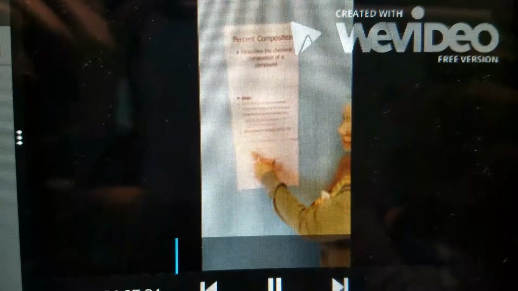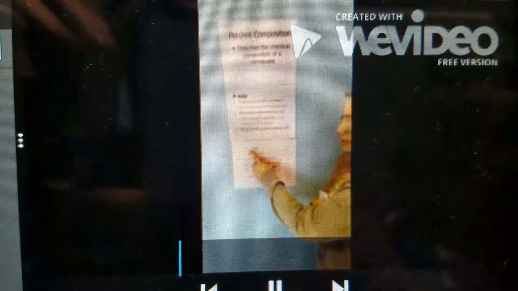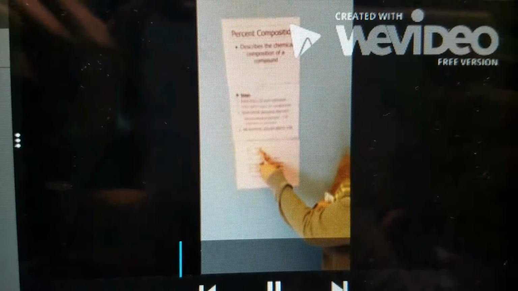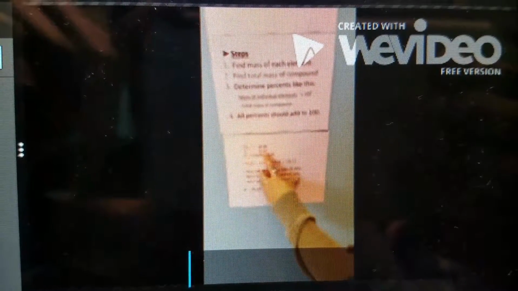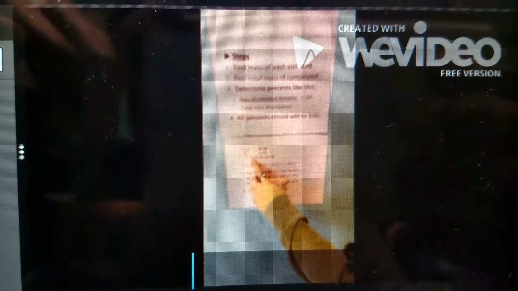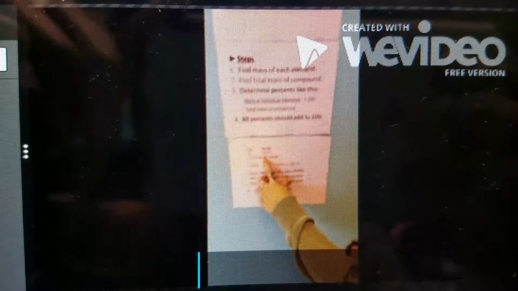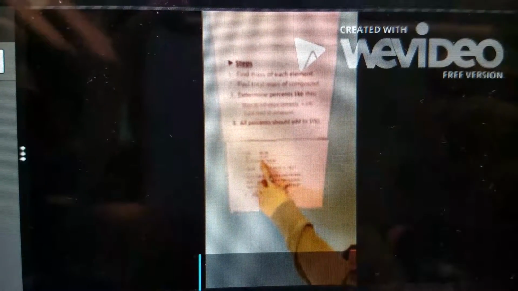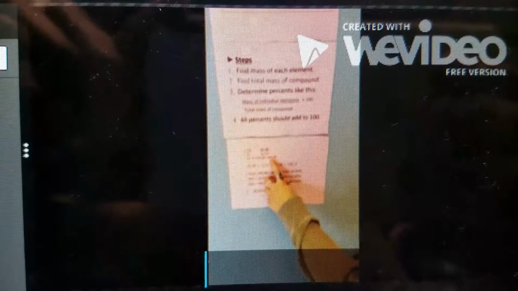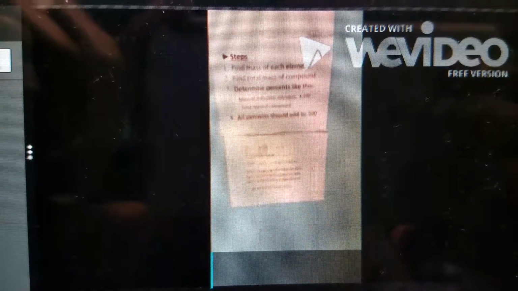So down here we have Ca, S, and O. There's one Ca, so it's 40.08 grams. And then you have one S, which is 32.07. And then you have 4 oxygens. So you multiply 4 times the atomic mass, which is 16.00, and you get 64.00. And then you determine the percents like this.